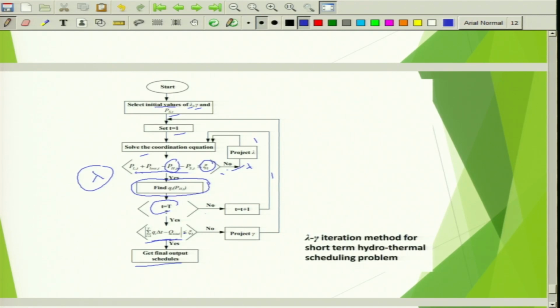If that is not the case, that means the hydro constraint is violated, then you have to project the gamma, that means the value of gamma is changed, and then you have to restart the entire dispatch. That means we fix the hydraulic constraint and then solve for the other constraint, which is generation equal to load. If that is met, then the gamma constraint is satisfied, the hydraulic constraint is satisfied, otherwise you need to reschedule it. So carry out the iteration again basically. So this is a typical lambda gamma iteration method for the short term hydrothermal scheduling problem.